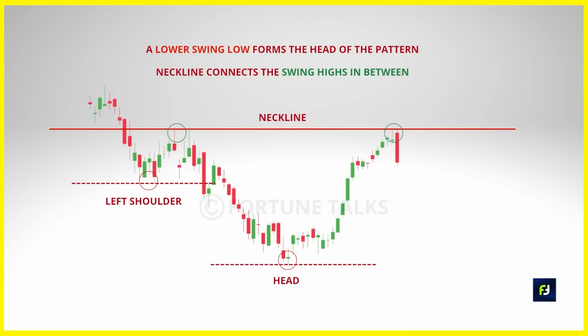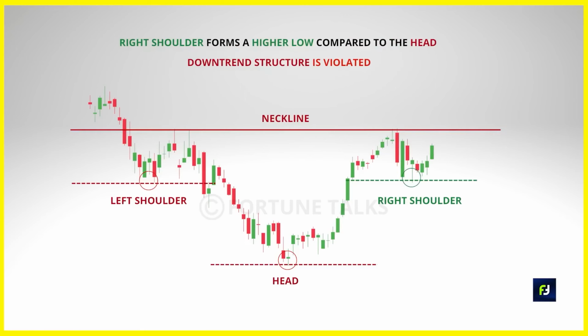From this, we can assume that the sellers are getting weak as they couldn't push the price lower. Instead, the buyers are getting stronger as they continue to push the prices higher, retesting the resistance area or the previous swing high, which forms the neckline of the pattern. Now, the sellers tried to push the price down one last time, but they were met with intense buying pressure, thereby forming a higher swing low compared to the head of the pattern.